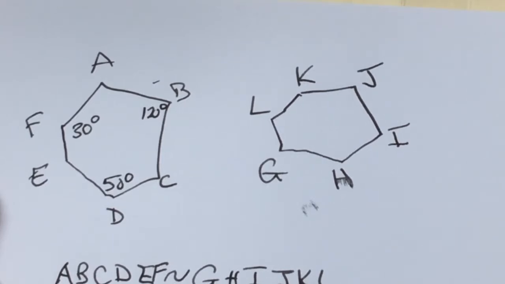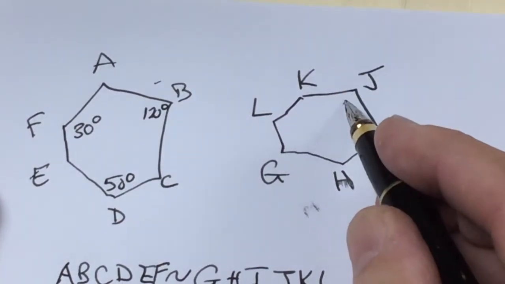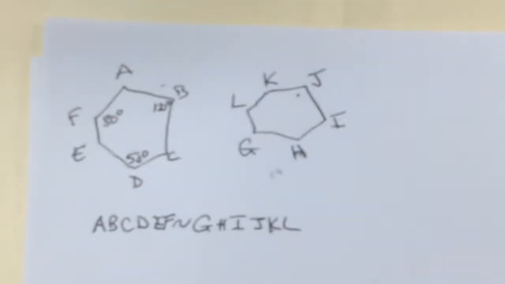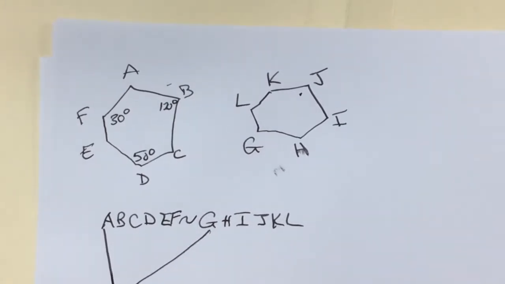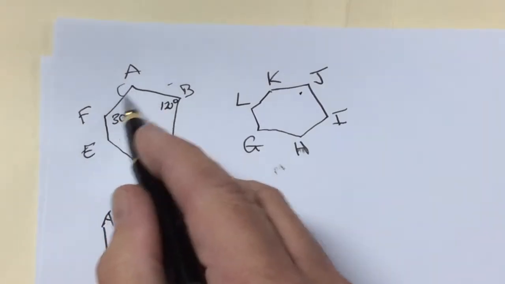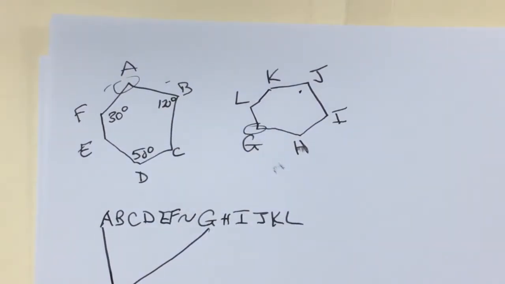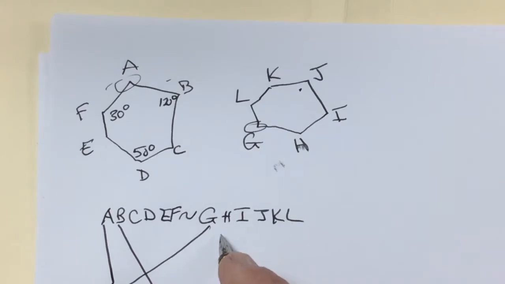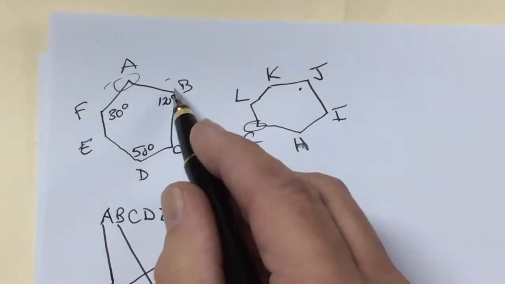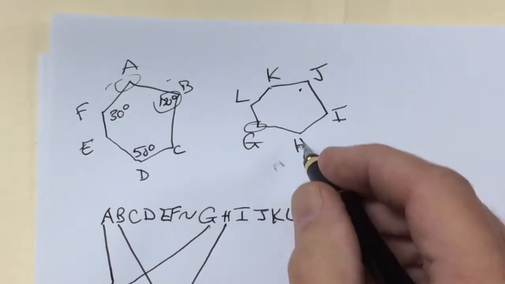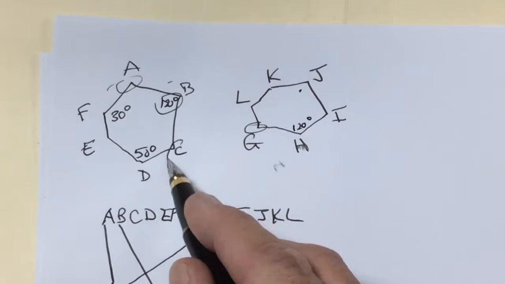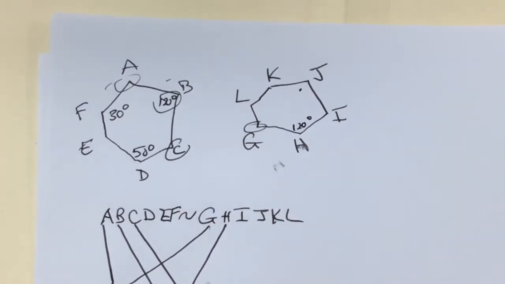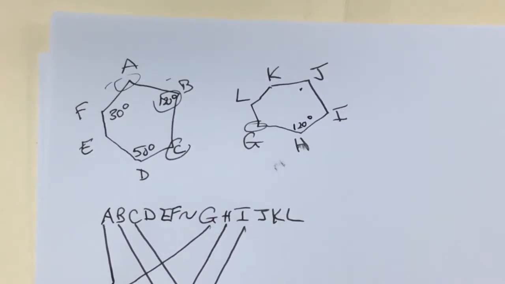Okay. Do we know what angle J is? Up here? This one? 120? Let's go back. Angle A, angle G. They're congruent. I don't know what those are, so it doesn't really matter. Angle B and angle H, they're congruent. 120, where's angle H? Oh, it's here.